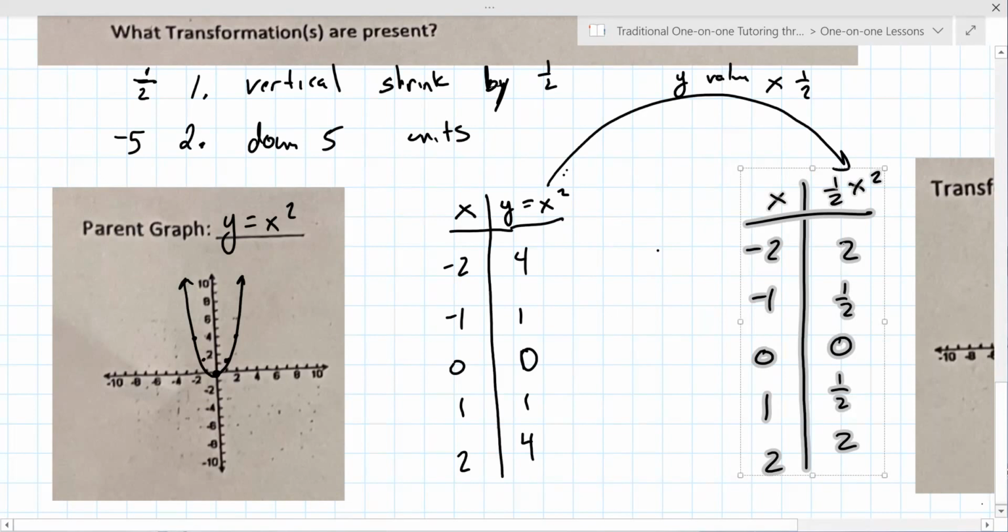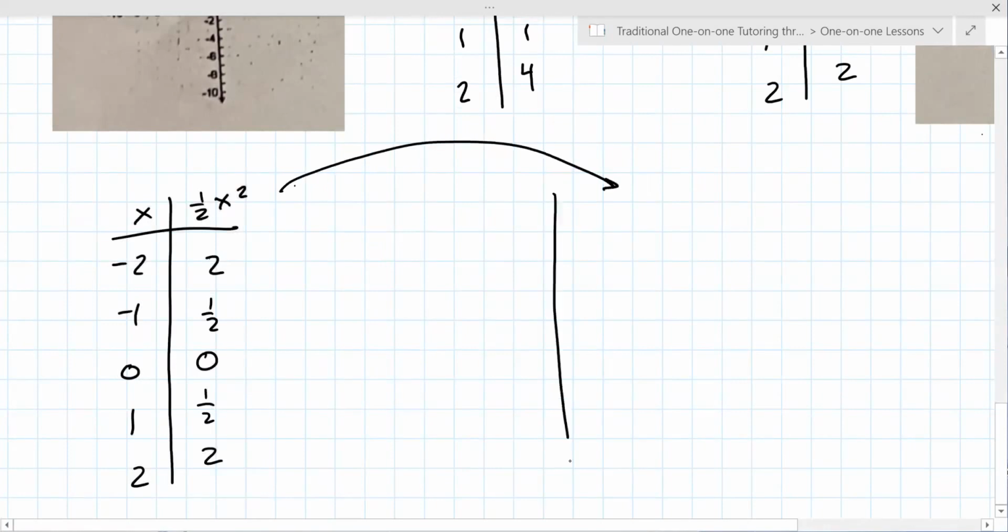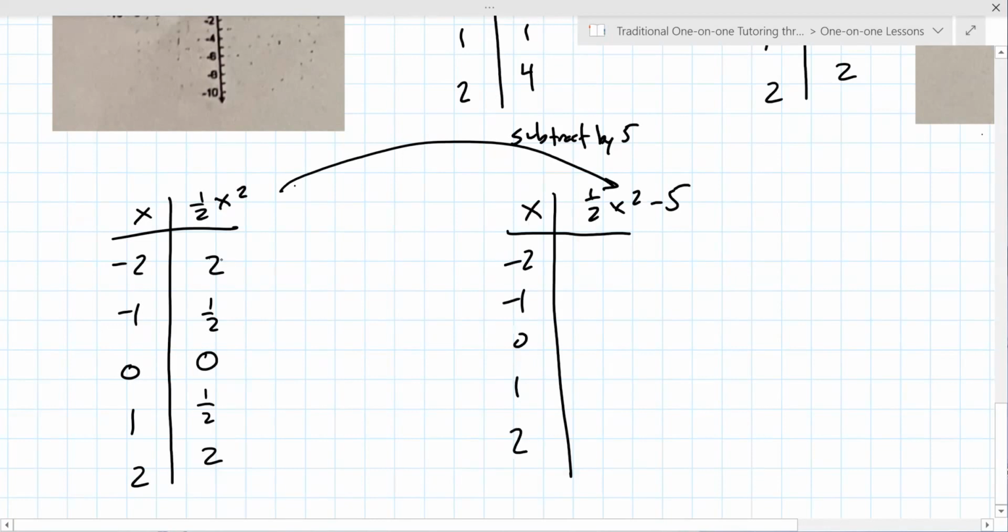Down 5 units. So what that does is it affects the y value again. So we're going to go down 5 units. So that means each of these y values are subtracted by 5. So it's 1/2 x squared minus 5. So the x values stay the same, but you subtract 5 from each of the y values. So minus 3, minus 4.5, minus 5, minus 4.5, and minus 3.